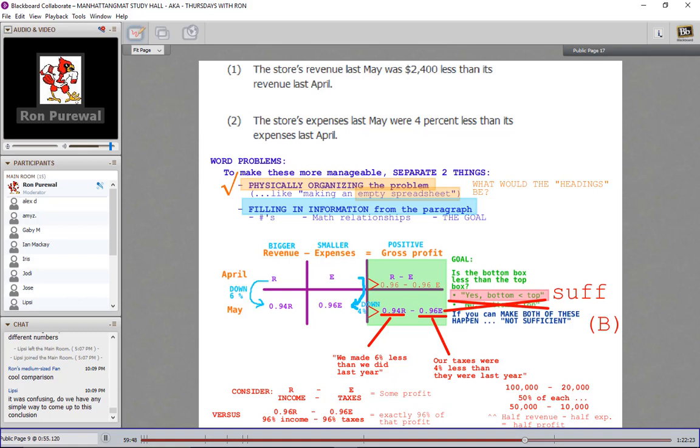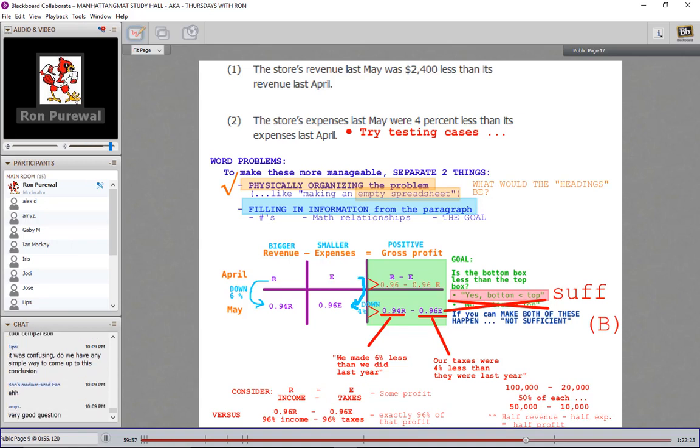Just so we have time to do one more problem, we're not going to do that right now. But if you try a bunch of different sets of numbers and they all give you the same results, that's not a fake pattern. Anything you pick will give bottom less than top. So after a while, you're just going to give up and say, that's sufficient. Thinking intuitively about things like taxes will help. If you made 6% less and paid 6% less in taxes, you are going to clear 6% less. If you think of that, then you can realize this right away.